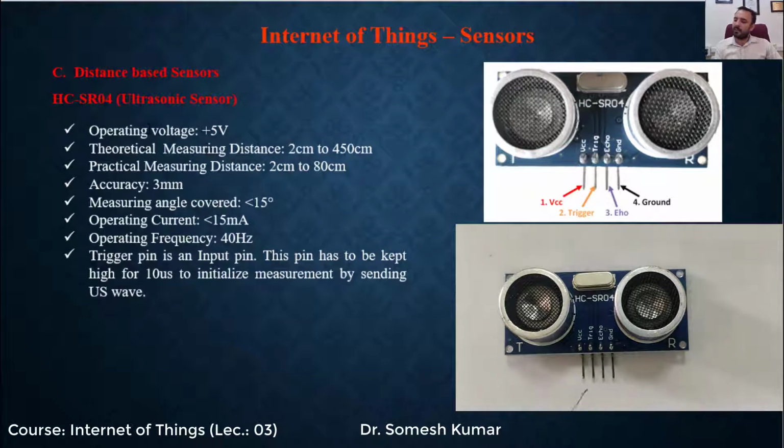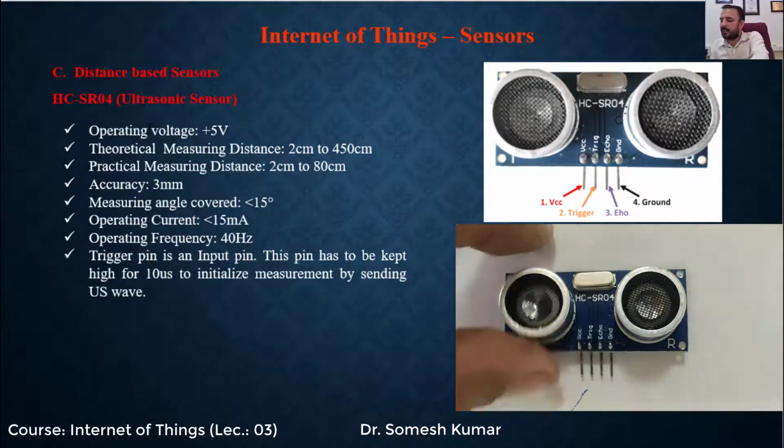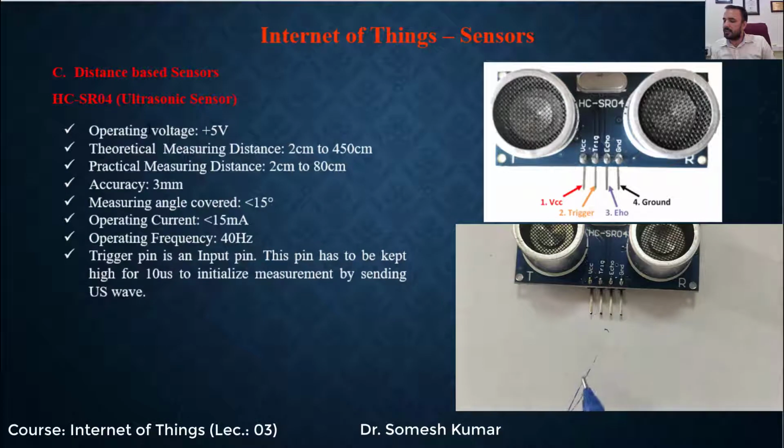Like this angle, basically this angle is less than 15 degrees. So if the obstacle is present outside this angle, for example if an obstacle is present here, out of this range, it will not detect this obstacle. Fine.